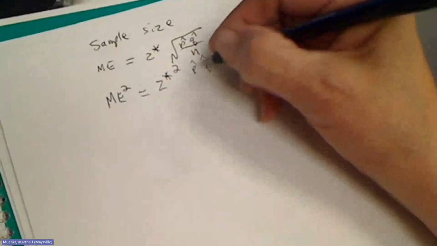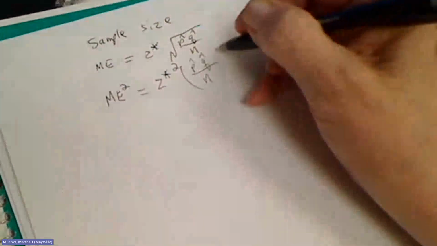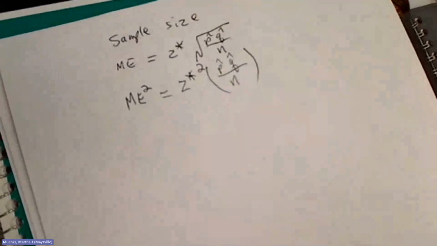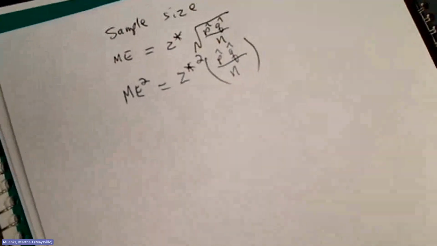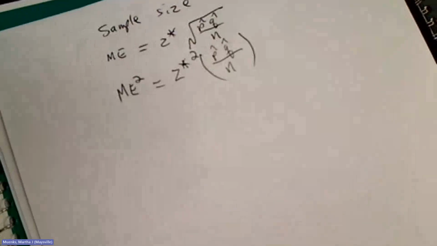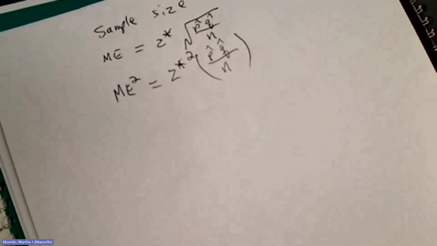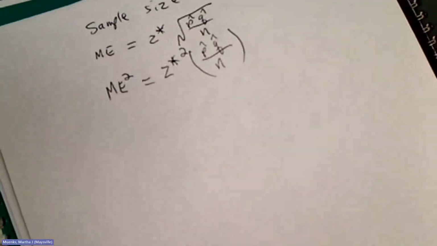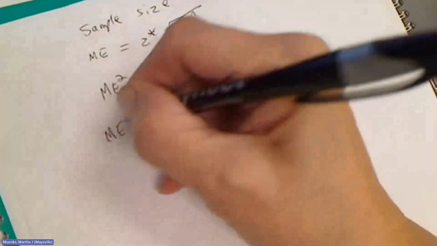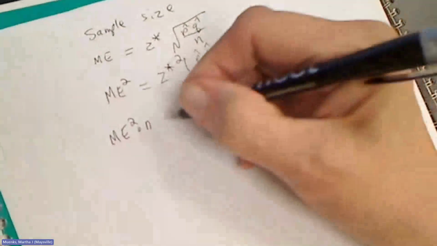When we square on both sides, we get the margin of error squared equals Z star squared. And then when we square the square root, it disappears, and we just get a fraction, p hat q hat divided by n. Now, again, we are solving for n, and n is in the denominator. In order to get n out of the denominator, we have to multiply by n on both sides. So I'm going to do that.